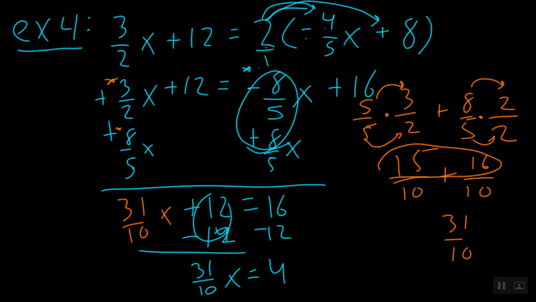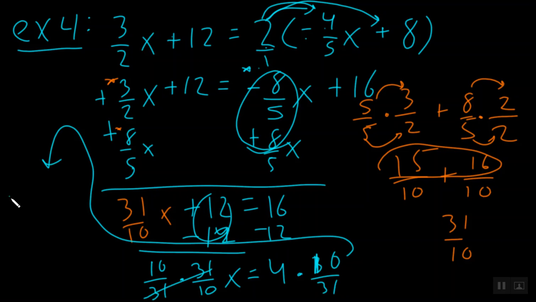Now once again, back to example 3. To get rid of a fraction coefficient, we multiply by the reciprocal, which means we flip it, and of course 31 over 10 flipped becomes 10 over 31. What we do to the left, we do to the right. We multiply by 10 over 31. And that goes away. And I'll actually bring this all the way over here. And we could say this.